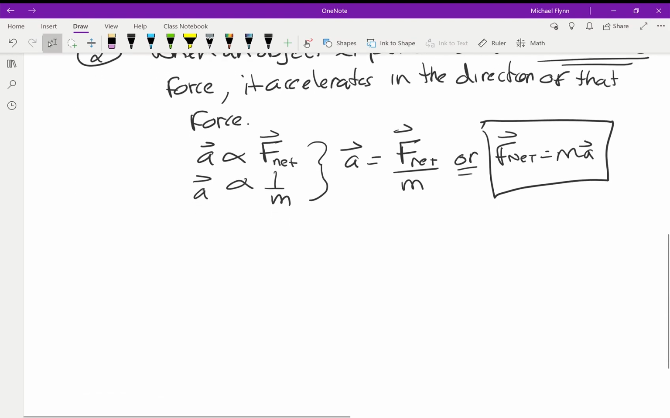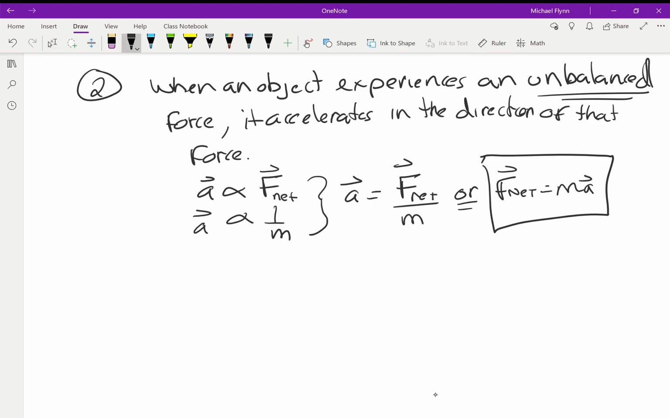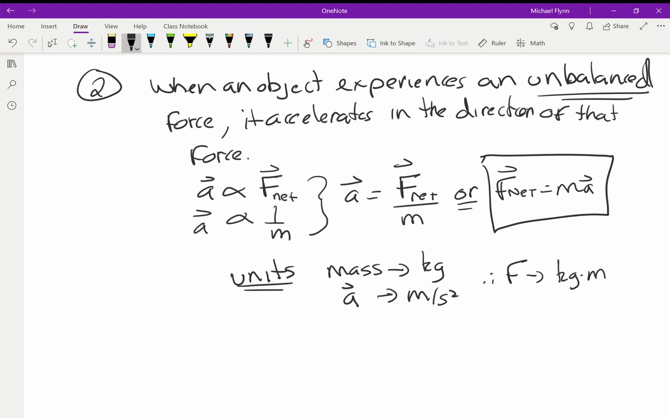Okay. Now let's talk about the units of force. So how do you measure force? What are the units? Well, the standard unit of mass is kilograms. The unit of acceleration, I'll just write a little arrow, is meters per second squared, right? So if you multiply those units together for force, you would get kilogram times meter per second squared.